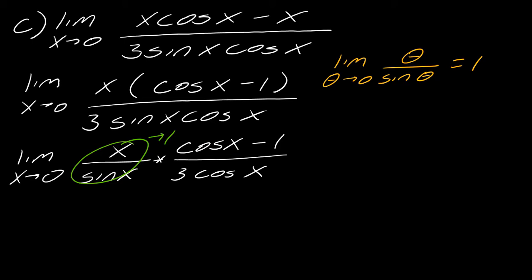And then for this part of the limit, cosine of x minus 1, so cosine of 0 is 1. So this becomes 1 minus 1. And then in the bottom, this becomes 3 times 1. So in the end, I have really just 1 times 0. So the whole thing ends up equaling 0.